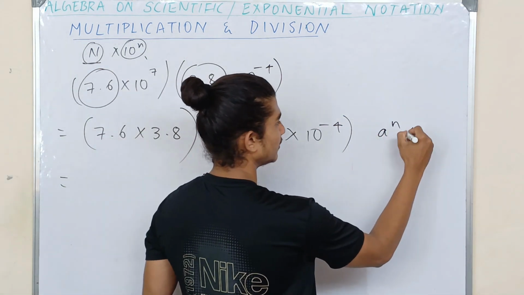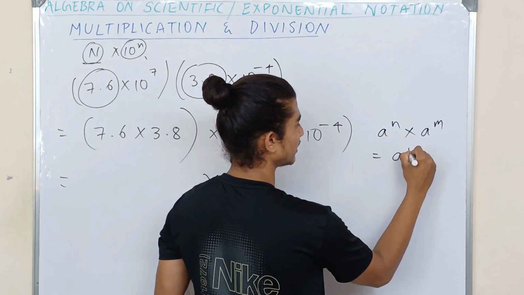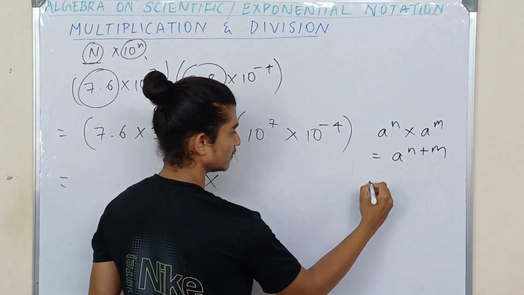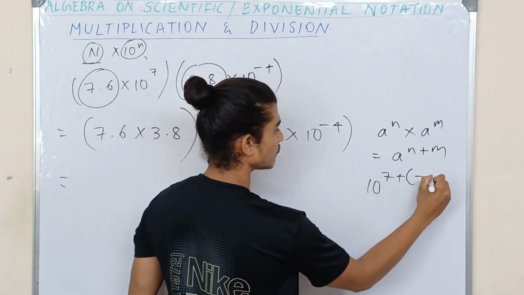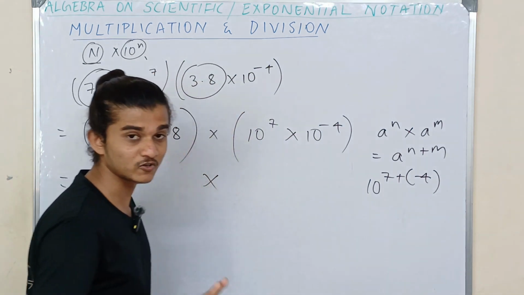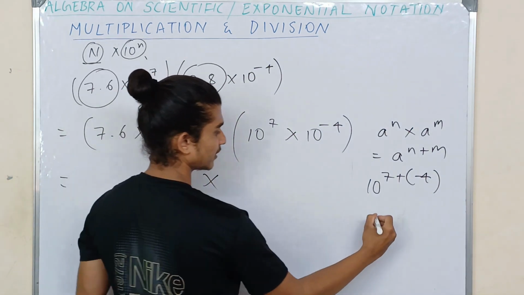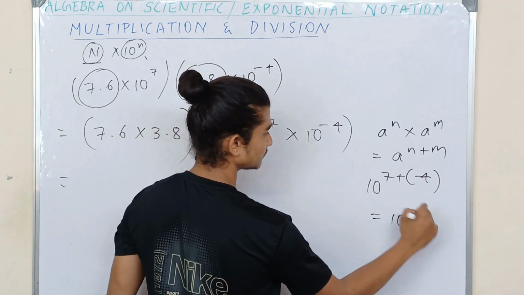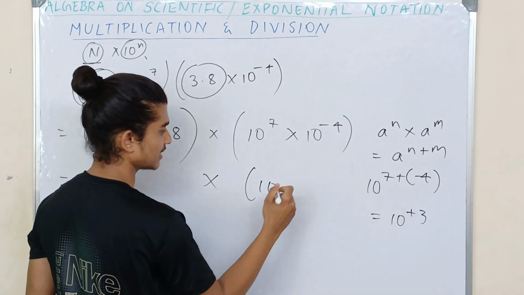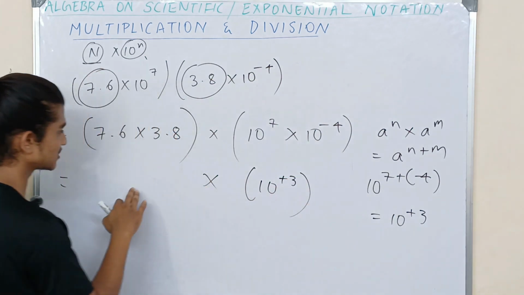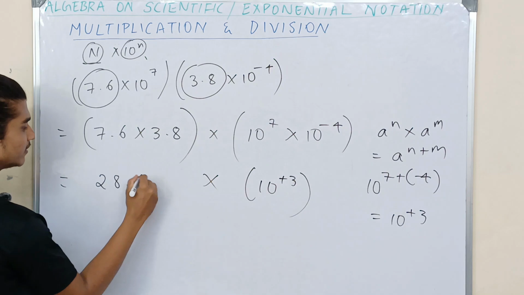So a to the power n into a to the power m is equal to a to the power n plus m. Apply the same rule over here. So 10 to the power 7 plus minus 4, just normal algebra, so you're going to get 10 to the power plus 3. I'm going to get the answer as 10 to the power plus 3, whereas the answer for the numbers is going to be 28.88.